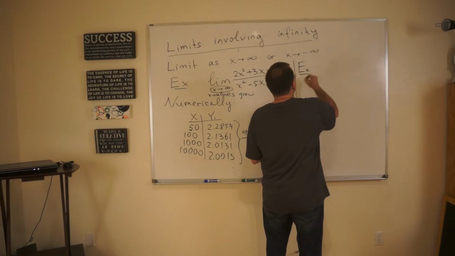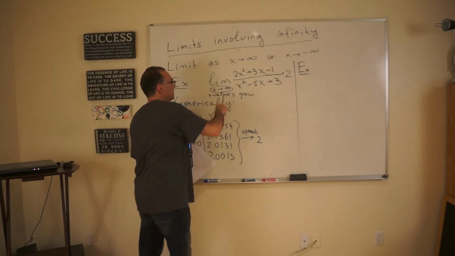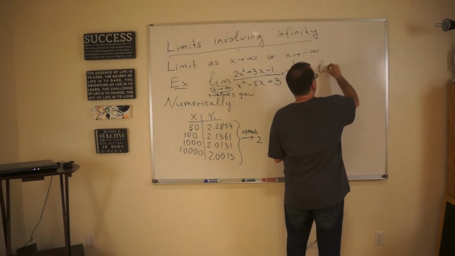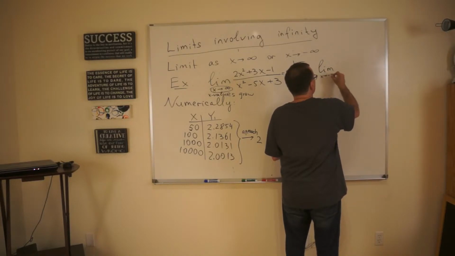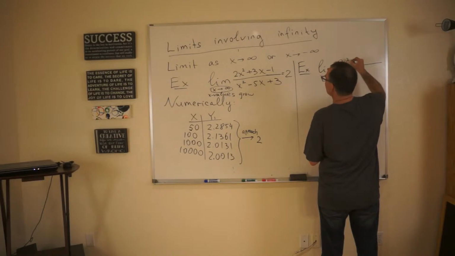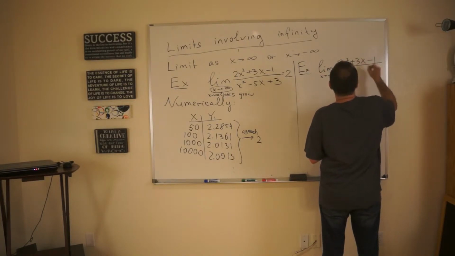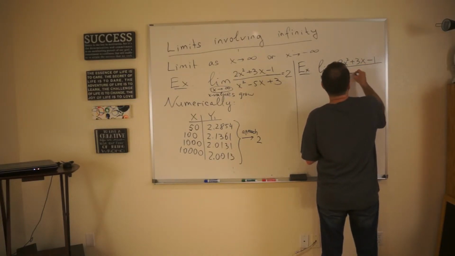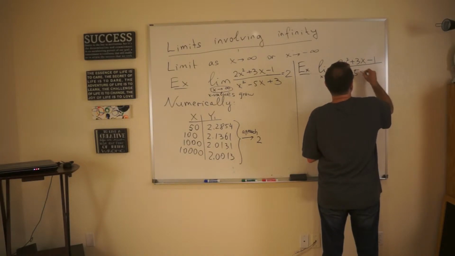So here is one more example. Let's do the same example, only let's say that x approaches negative infinity. Again, it will be a fraction 2x squared plus 3x minus 1 over x squared minus 5x plus 3.